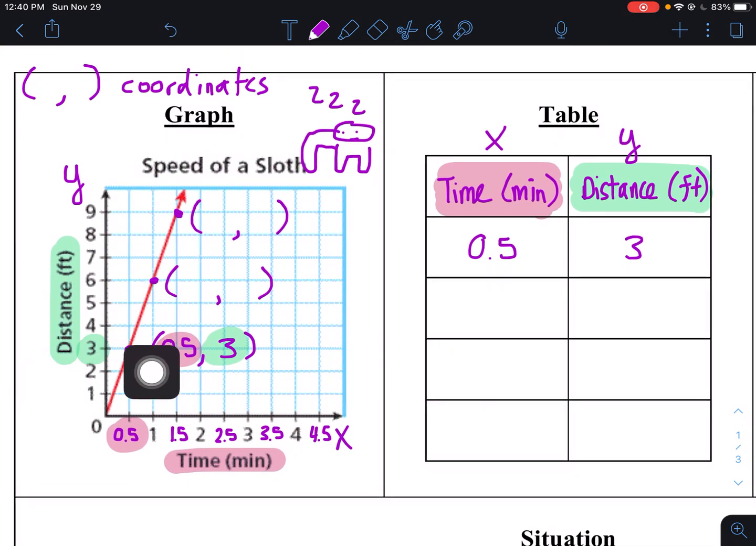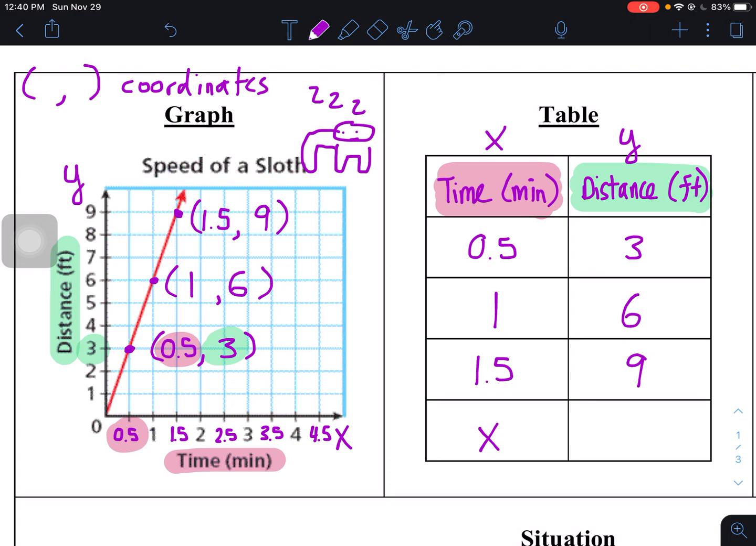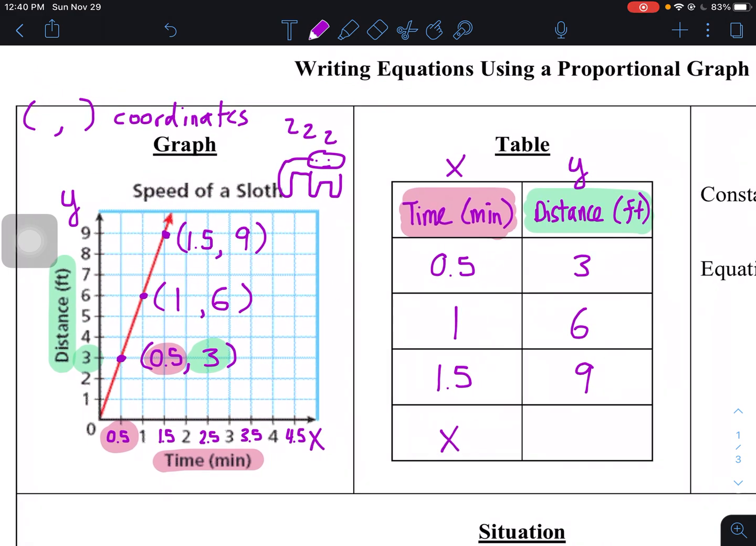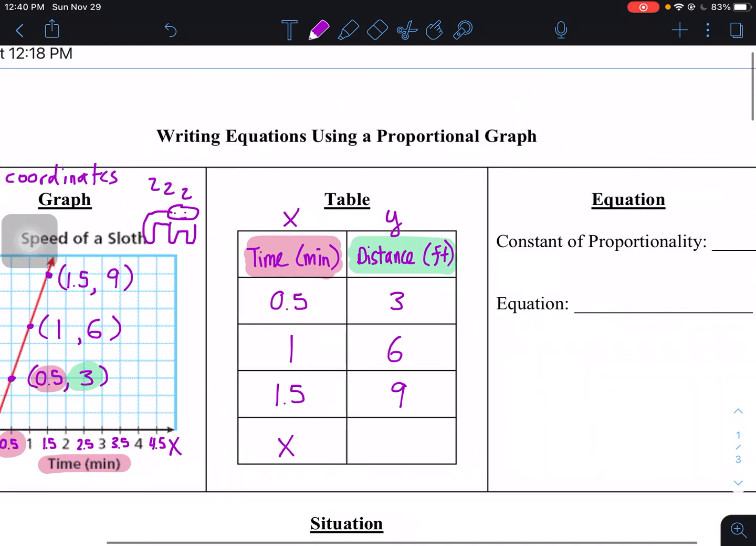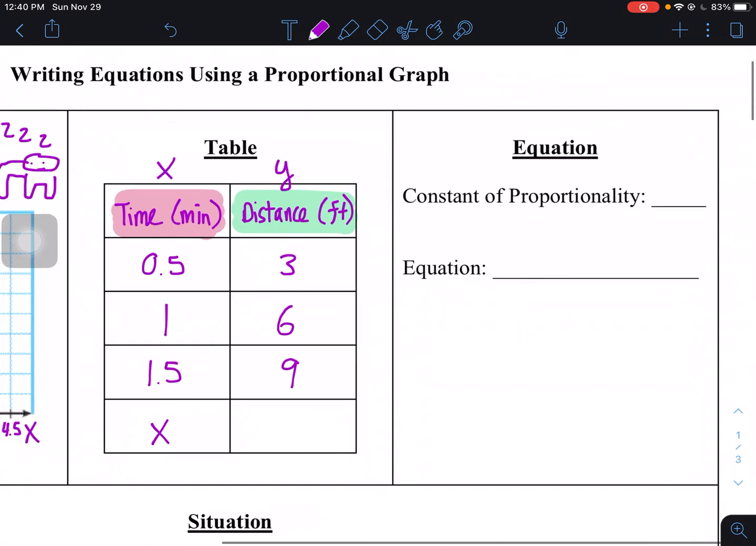Our next point is at 1, 6. And our next point is at 1.5, 9. The last thing I'm going to put in this table is an x right there. Okay, so we're done with our graph because now we've created a table.